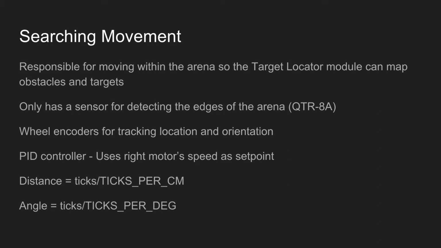This module only has one sensor for detecting the edges of the arena, and nothing else to see its surroundings. The sensor used in our project is the QTR-8A, which is an array of 8 analog IR sensors. Wheel encoders are used for calculating the rover's location and orientation. To ensure the rover actually goes straight, we used a PID controller which uses the right motor speed as a set point for the left motor.